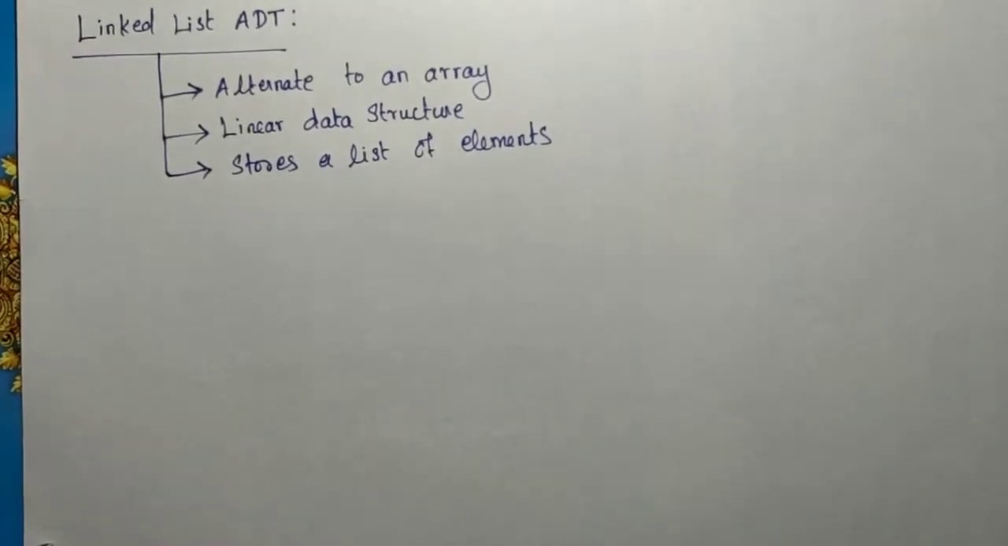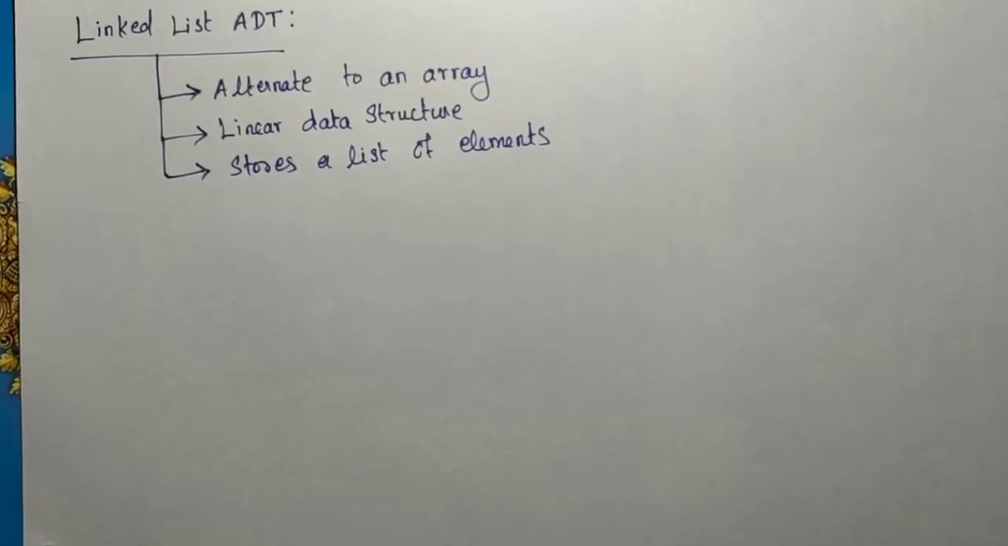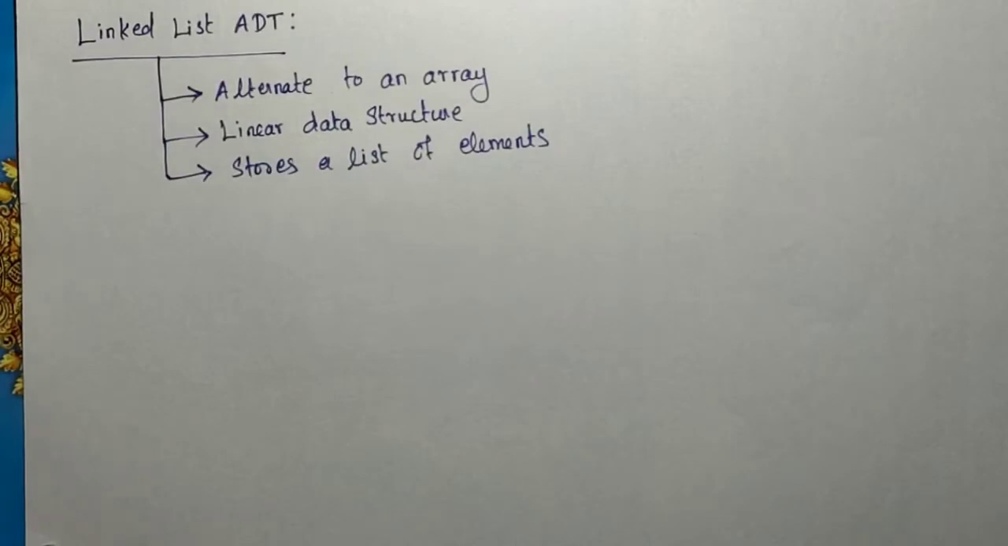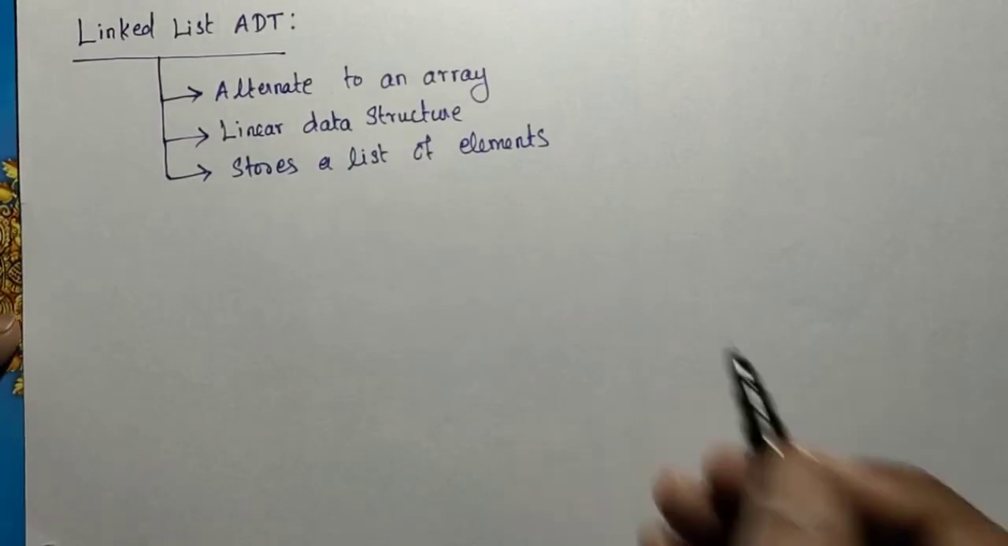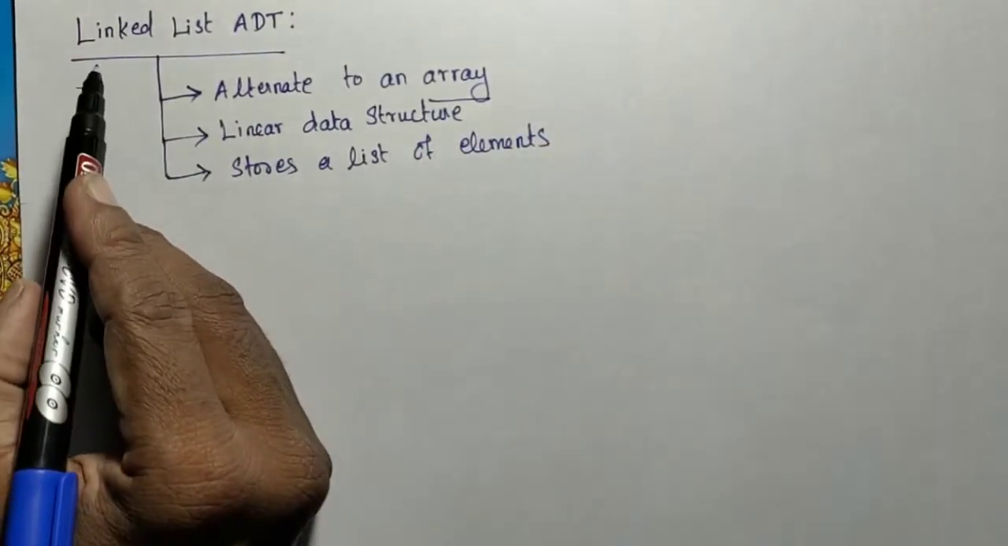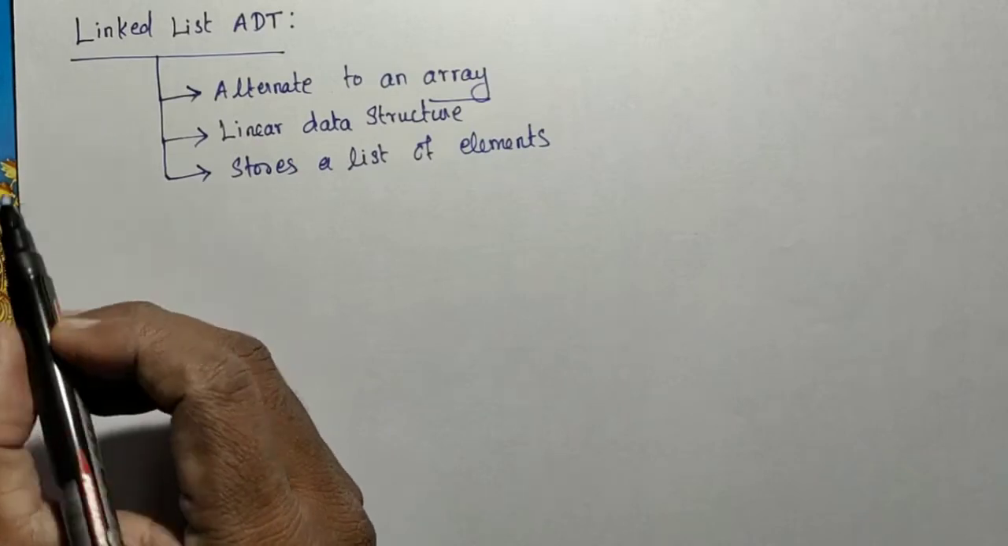So, the point to be noted is that a linked list is a linear data structure which is used to store a list of elements, and it is an alternate to an array. Similar to an array, we can store the list of elements. To store a list of elements of the same type, we already have the array. Why should we go for the concept of the list? It means, what is the drawback in that array, and what is the need of going forward with the linked list concept? That we will discuss.